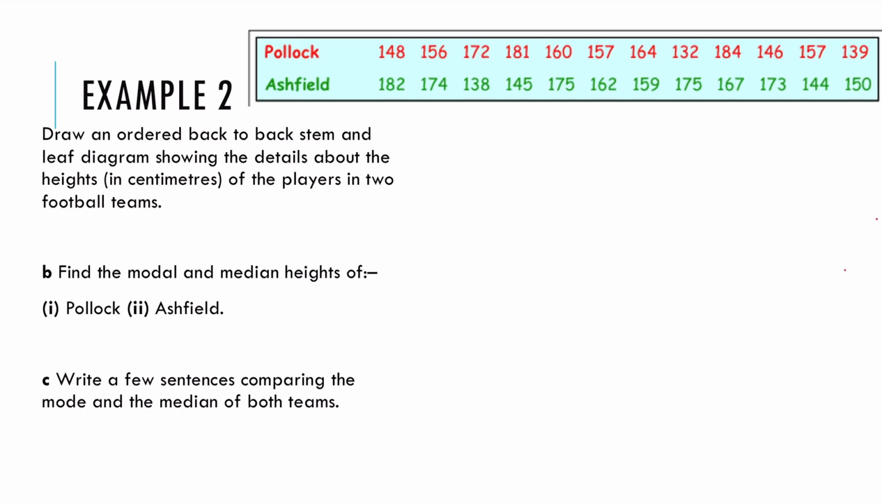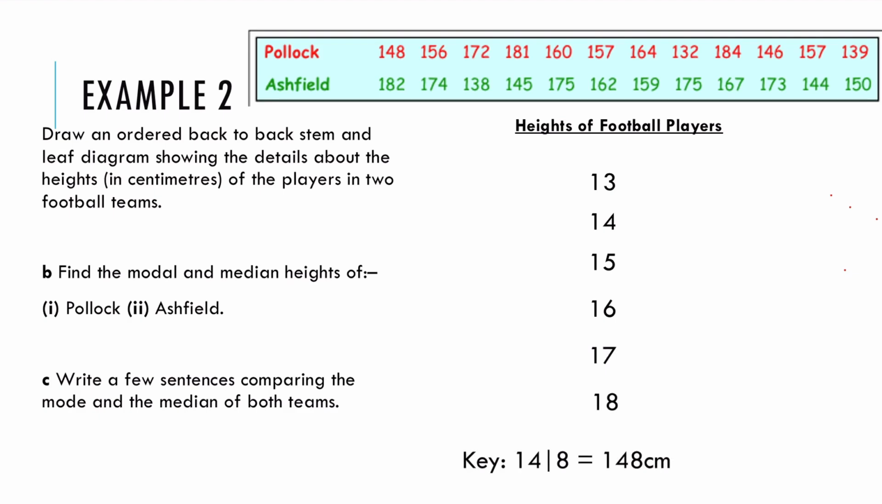Starting with our title here. This is the heights of football players. And down the middle, we're starting with our smallest numbers, which is in the 130s, up to our highest number, which is in the 180s. The key tells me that 14/8 would read as 148 centimetres. Okay, so that is my stem.